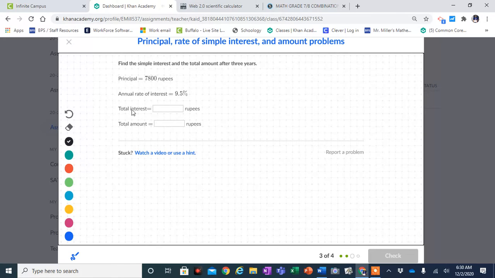Okay, for this one, they want us to find the interest, and then we have to find the total amount. So the total amount would be the principal plus the interest. So we just use our general formula, again, I equals PRT to find how much the interest is. And they tell you that it's 3 years. So that means that T is going to be equal to 3.